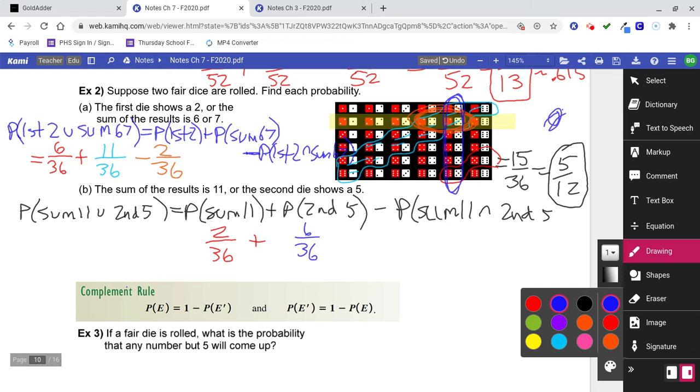But you notice how I circled one of those outcomes twice? I circled one of them in red and one of them in blue. That's the overcount. We're going to have to subtract off the overcount. That's the overlap, or the sum of 11 and the second one is 5. So subtract that 1 out of 36. And our answer is going to be 2 plus 6 is 8, minus 1 is 7. We get 7/36.